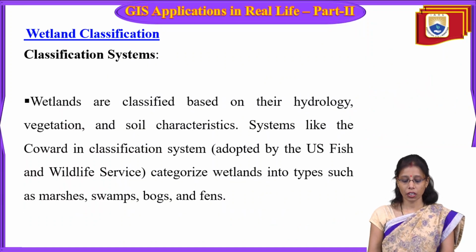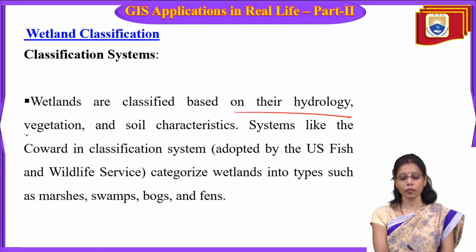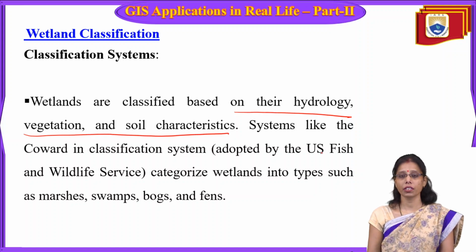Now, wetland classification, when we talk about the classification system. Wetlands are classified based on their hydrology, vegetation, and soil characteristics. These are the three types by which wetlands can be classified. So, what is hydrology? Hydrology is related to the water bodies present in an area. Like if a river is present, or a lake, or a pond, or any kind of water body, all of that comes under hydrology.